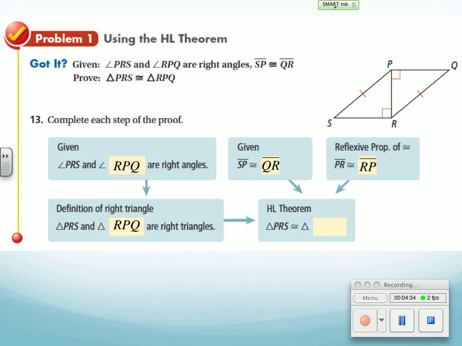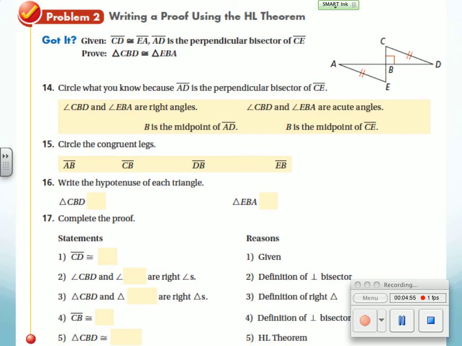Angles PRS and RPQ are right angles, so triangles PRS and RPQ are right triangles. We're given that SP is congruent to QR. And by the reflexive property of congruence, PR is congruent to itself, or RP. So we put all those things together. We have a congruent hypotenuse, a congruent leg, and they're right triangles. So by the HL theorem, triangle PRS is congruent to triangle RPQ. That's how we use the theorem. Now we're going to use it to write a proof.